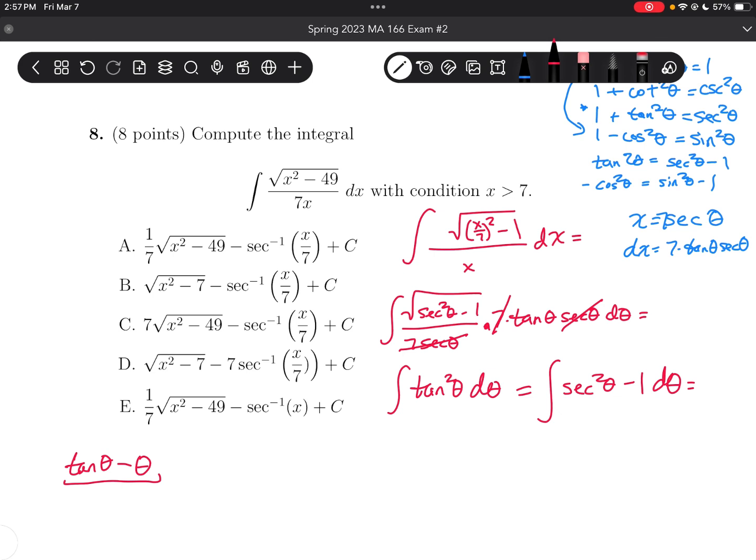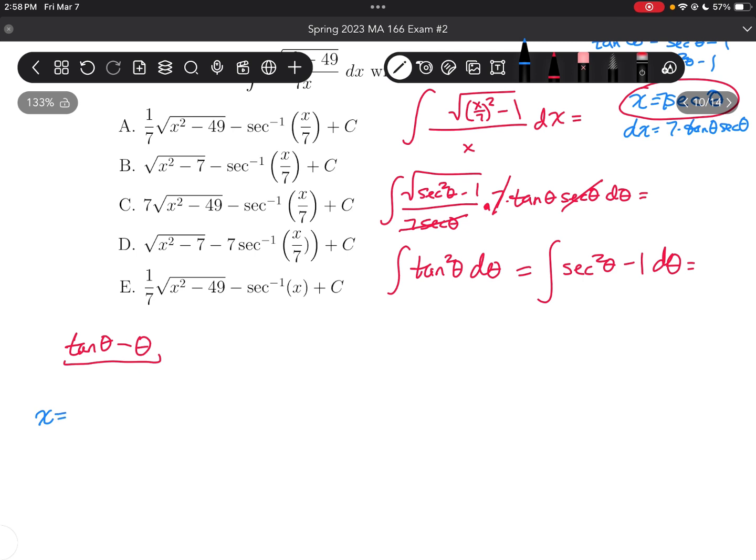The last thing to do is to rewrite this in terms of x. And to do that, we need to use the equation from the start. I can rewrite it down here. x is equal to 7 times secant theta. Tangent theta is equal to, again by the Pythagorean identity, the square root of secant theta squared minus 1. So in terms of x, it's equal to the square root of x squared over 49 minus 1.